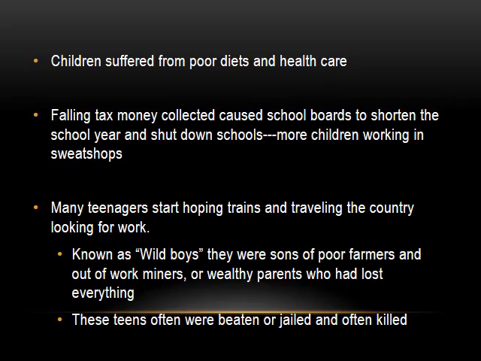Children also suffered during the Great Depression from poor diets and health care. Because of falling tax money being collected, school boards shortened the school year or shut down schools altogether. This meant more children were working in sweatshops, just like during the Progressive Era. Many teenagers started hopping on trains and leaving home to travel the country looking for work. These kids were known as wild boys. They were usually sons of poor farmers, or men out of work like miners, or wealthy parents who had lost everything. These teens were often beaten or jailed and often killed.